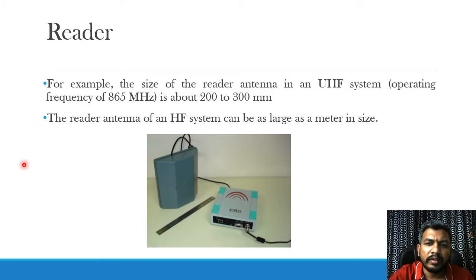Considering an example, for ultra-high frequency RFID systems operating at a frequency of 865 MHz, the size of the reader antenna is almost 200 to 300 millimeter. That is, it is about 20 to 30 centimeter long. This is a photograph of an ultra-high frequency RFID reader where this gray color antenna is almost 20 to 30 centimeter long. The reader antenna of a high frequency system can be as large as 1 meter in size. So we can say that the lower the operating frequency, the larger the size of the antenna for the reader.